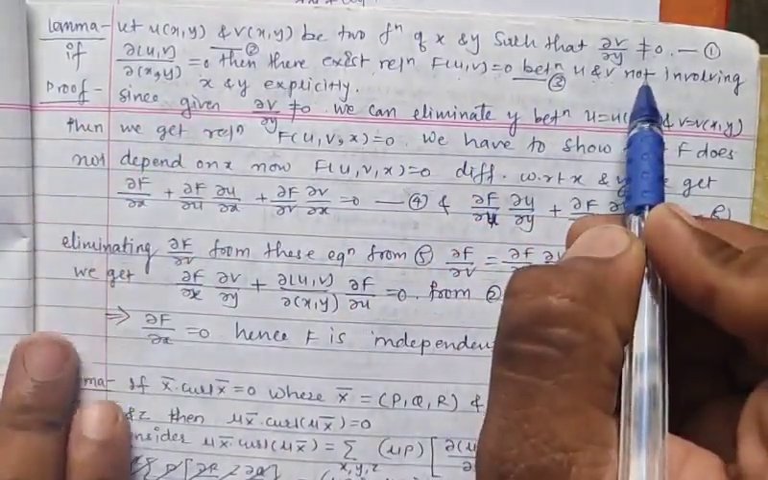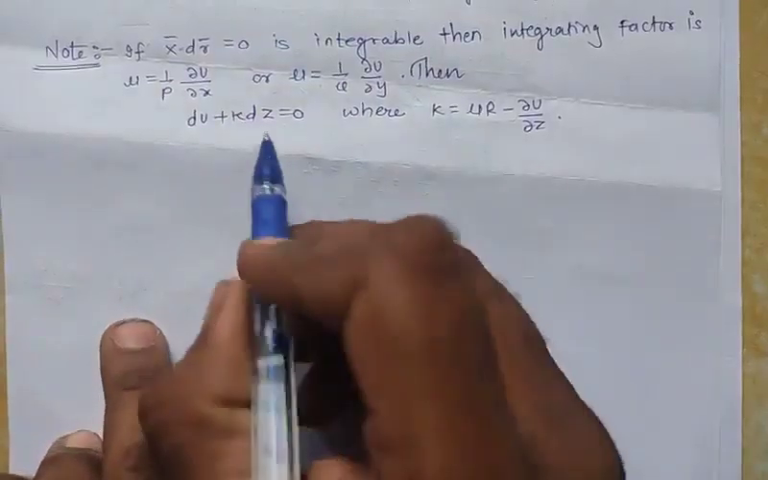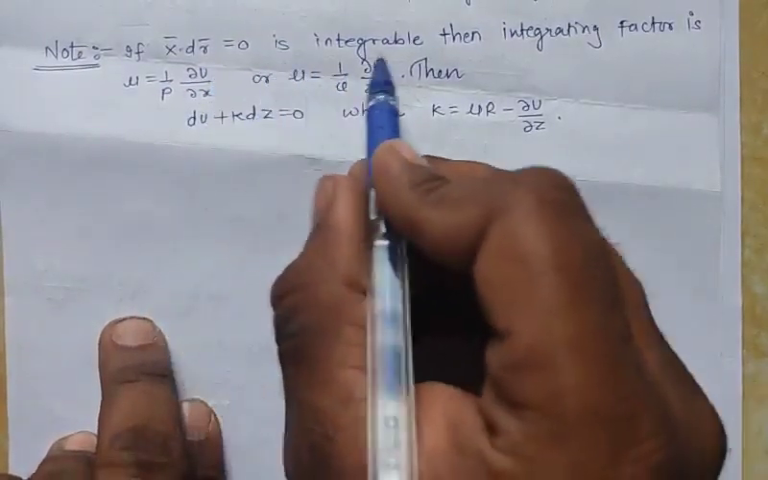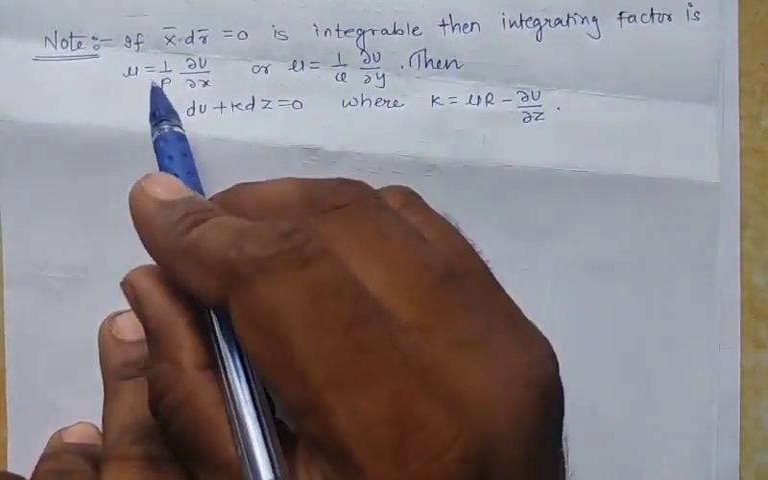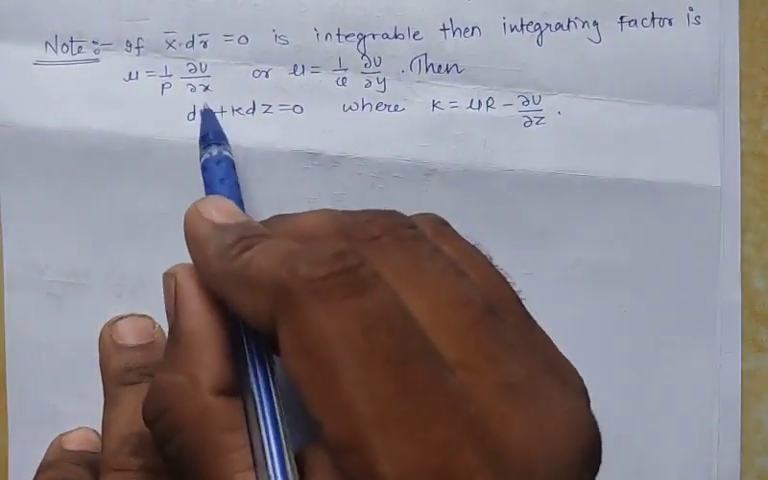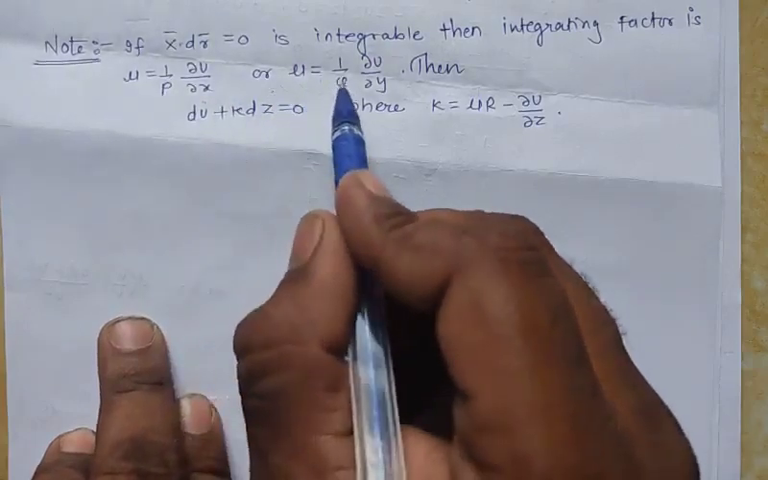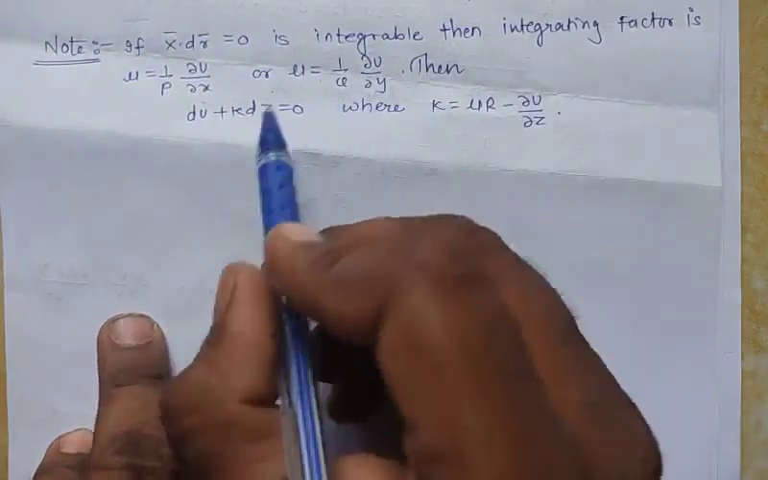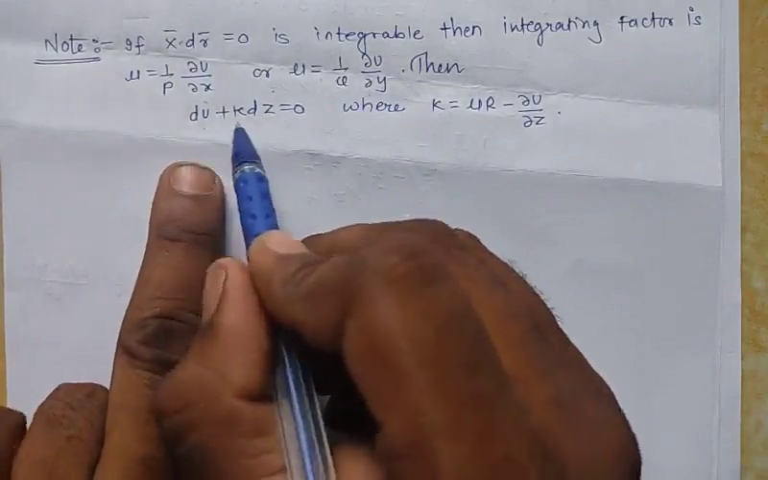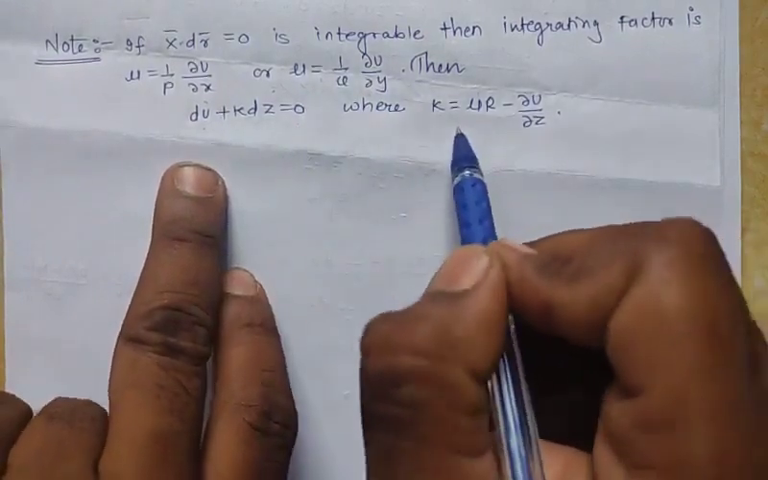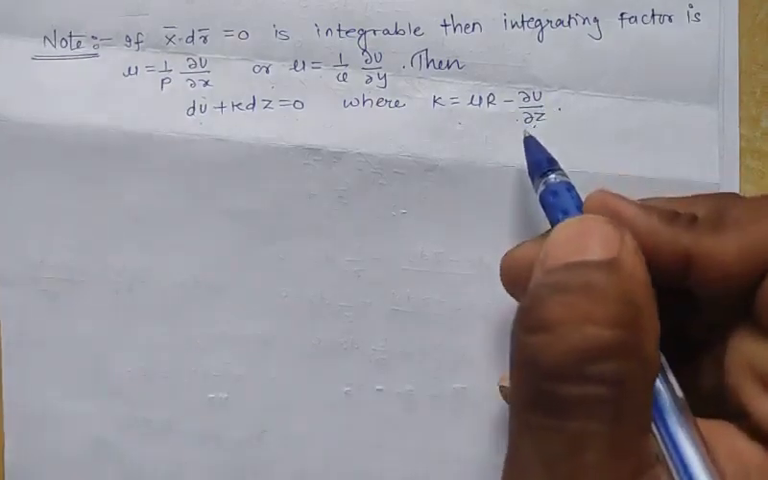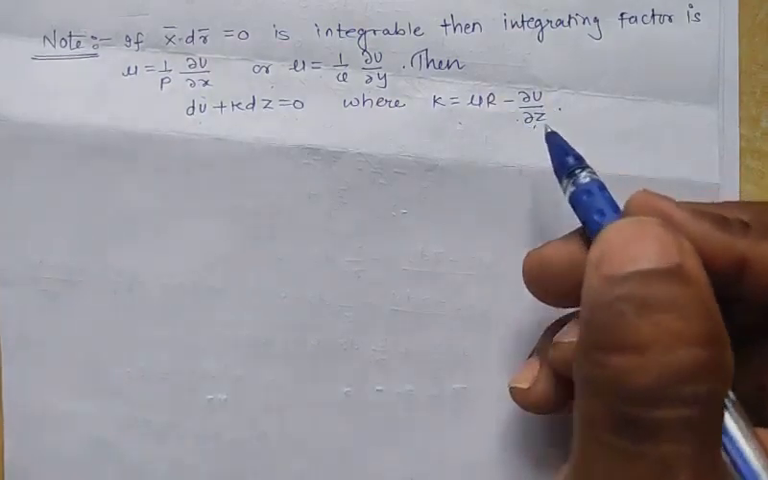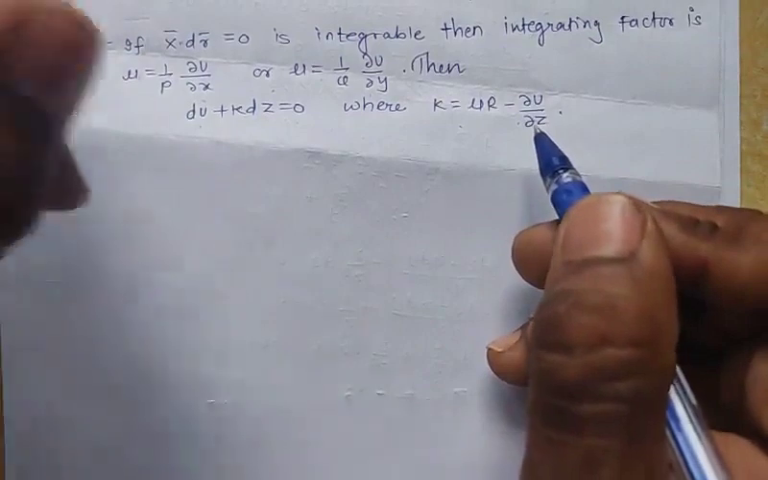See the note: if X · dr = 0 is integrable, then the integrating factor is μ = 1/(p ∂u/∂x), or μ = 1/(q ∂u/∂y). Then its solution will be du + k dz = 0, where the value of k is μr − ∂u/∂z. So we have seen this is Newton's method to find the solution of a given Pfaffian differential equation.